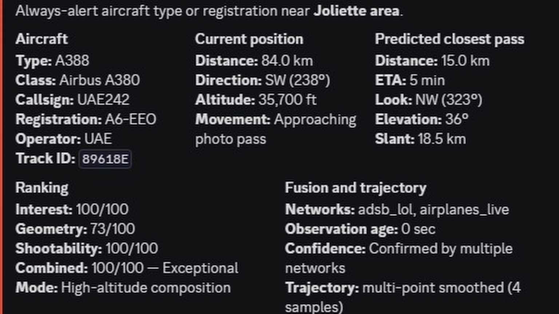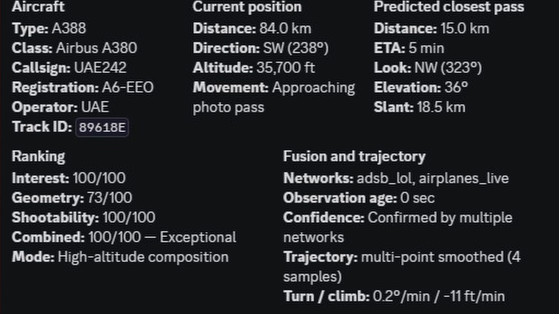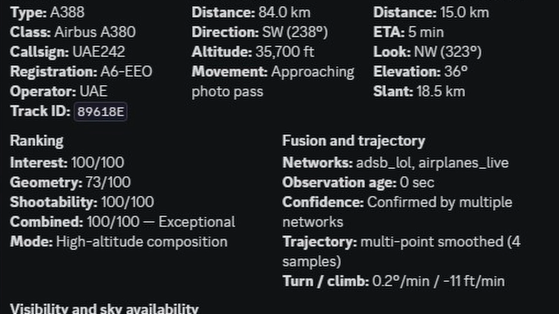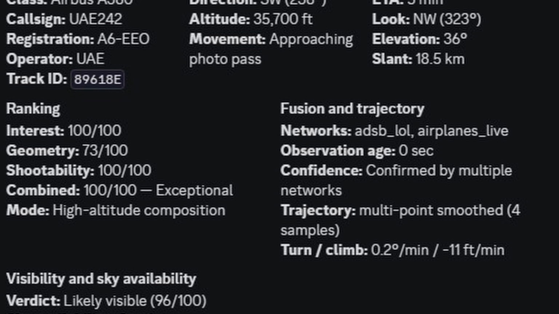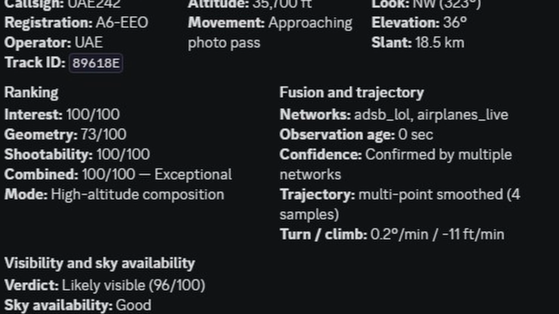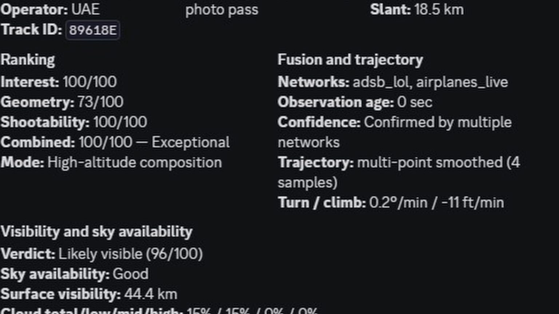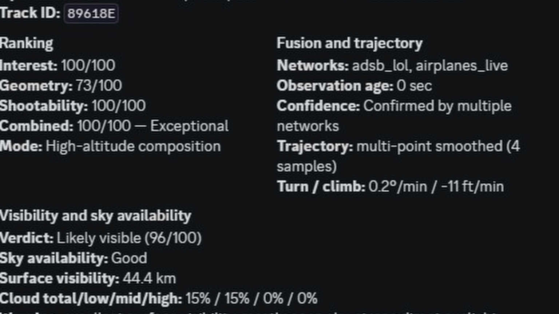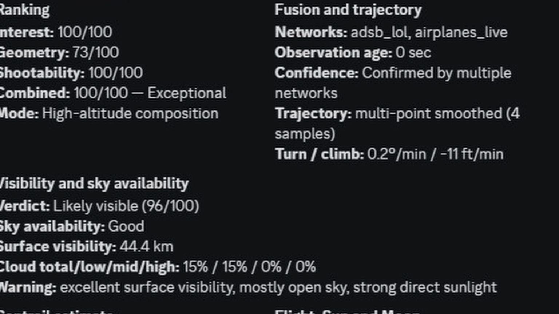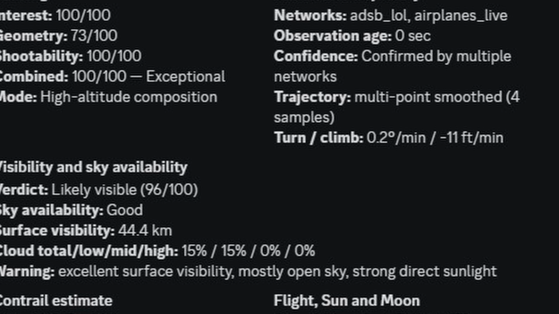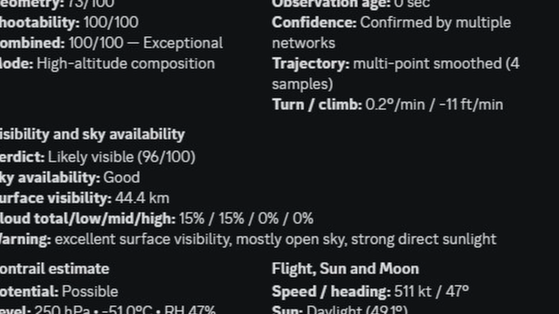The aircraft was approaching at cruising altitude and its current path suggested it would pass close enough to photograph. The system expected a visible contrail and gave the opportunity a strong enough rating to get my attention. That does not guarantee the photograph. It only tells me that the opportunity is probably worth trying. At this point, the computer's job is mostly finished. Now it becomes my problem.